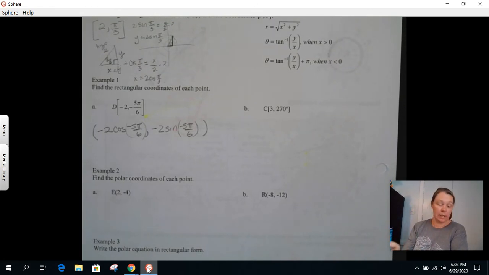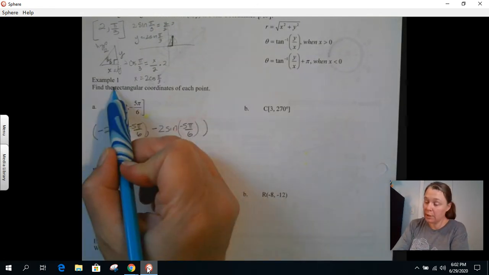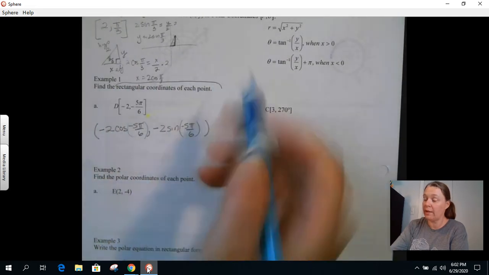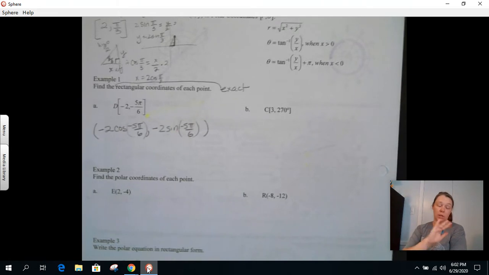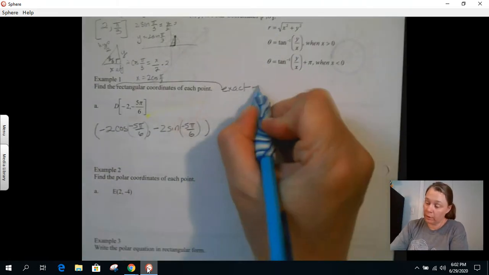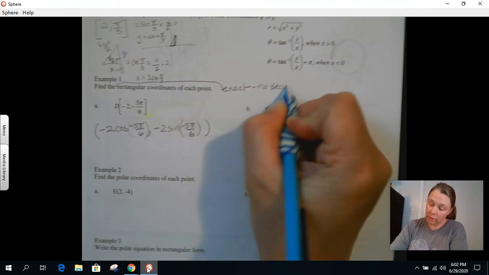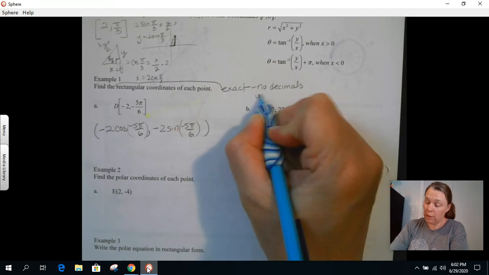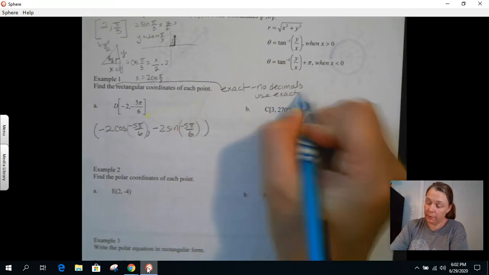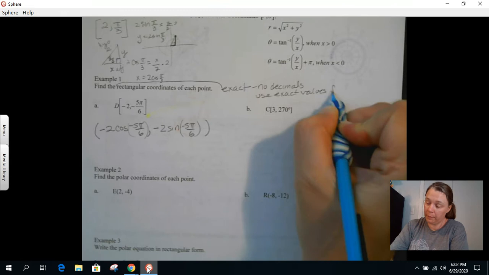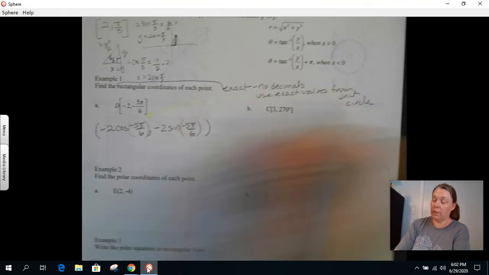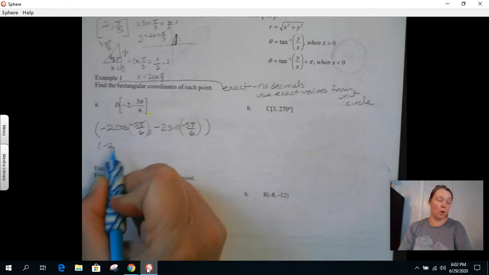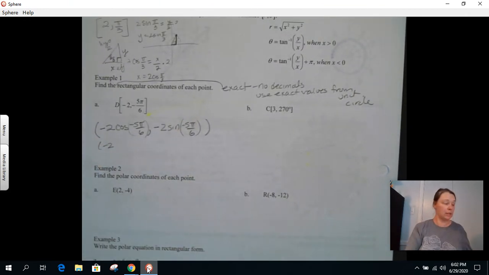Now, it doesn't say this here, but a lot of times in the directions on a quiz or a test, it would say find the exact rectangular coordinates. That means no decimals. It means use the exact values from the unit circle. So this becomes negative 2 times the cosine of negative 5 pi over 6.